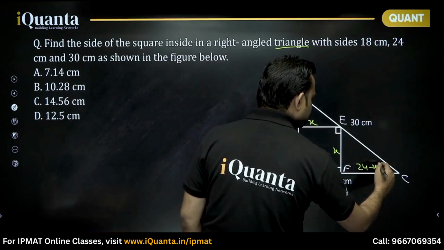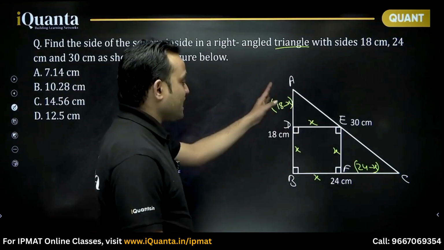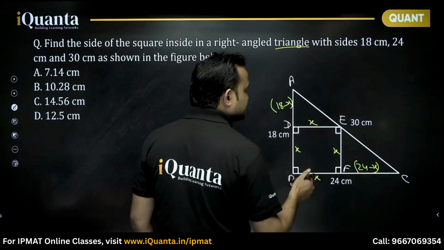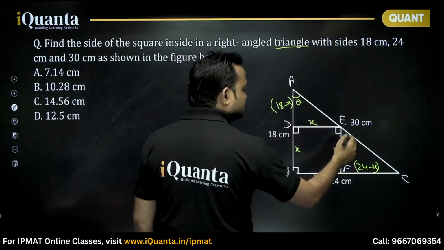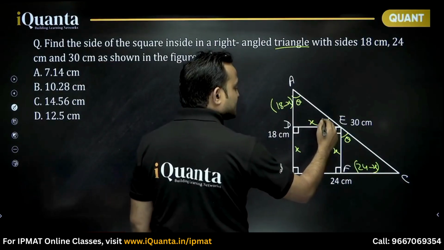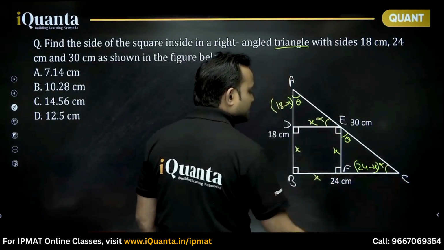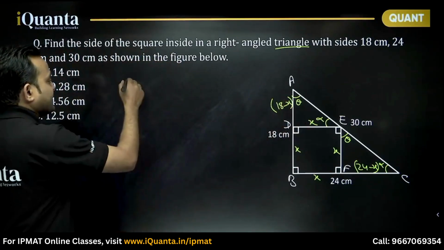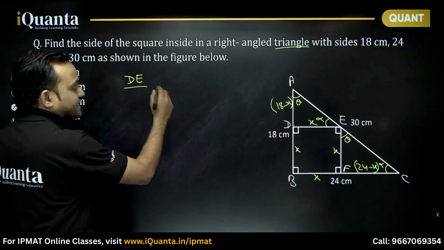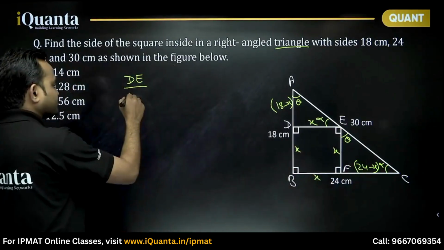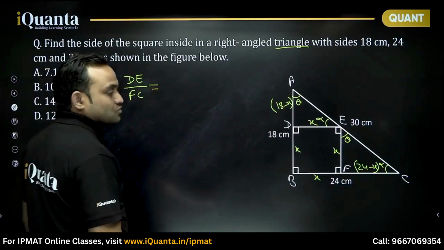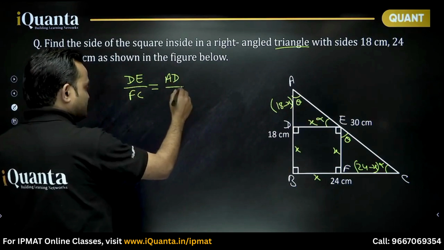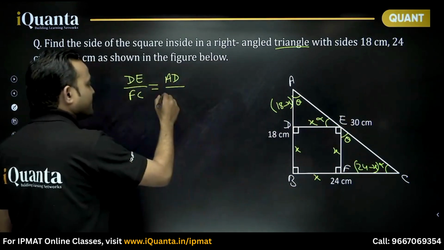24 minus x? Now think about these two triangles, triangle ADE, triangle EFC. If this angle is theta, this angle will also be theta. This angle is alpha, this angle will also be alpha. Can we say the ratio of sides opposite to theta will be DE, and here it will be FC, will be equal to the ratio of sides opposite to angle alpha, which is AD here and EF here.